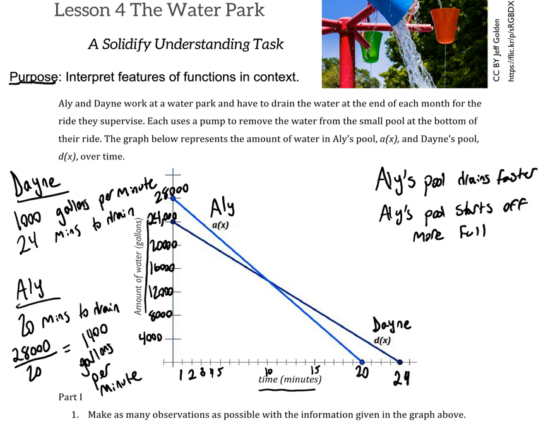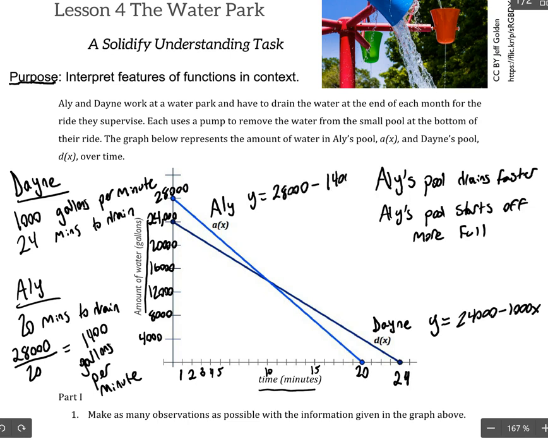And now we can write equations for each of the pools and their draining. So Dane's equation, this is a linear function. So it started at 24,000 and it's draining at 1,000 gallons per minute. So y equals 24,000 minus 1,000x. And Allie, that's going to be y equals 28,000 minus 1,400x. So those are our equations for both of the scenarios, for both people.